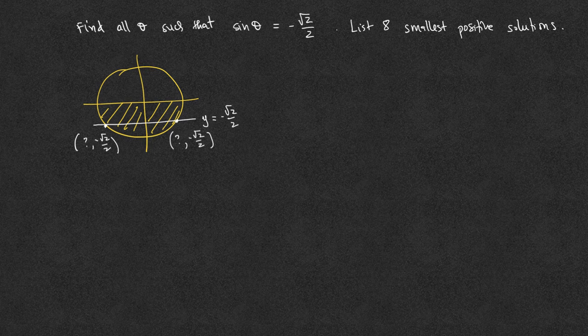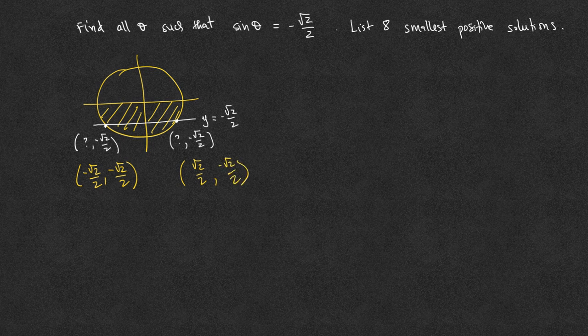But there is only one point in the third quadrant where the y-coordinate is negative root 2 over 2 on the unit circle, and that is when x is negative root 2 over 2 and y is negative root 2 over 2. Similarly, in the fourth quadrant, there is only one point on the unit circle where y is negative root 2 over 2, and that is when x is root 2 over 2.